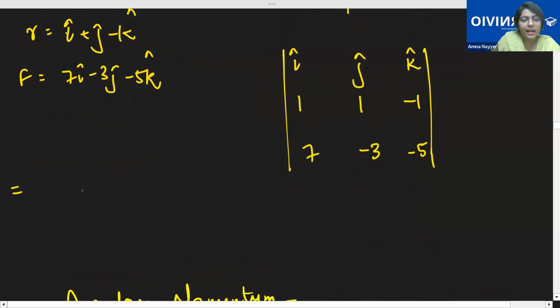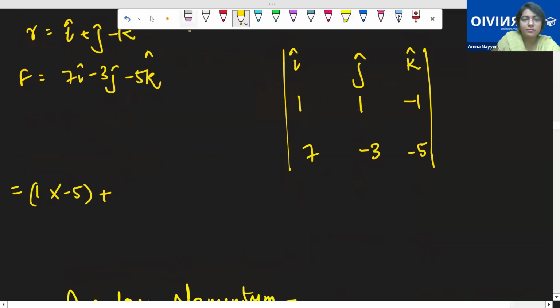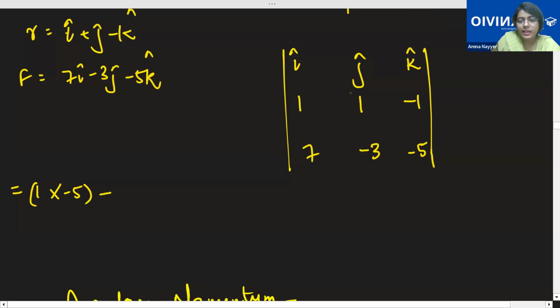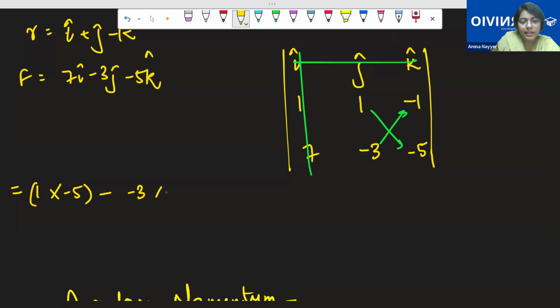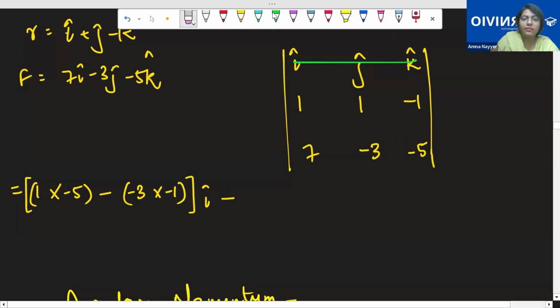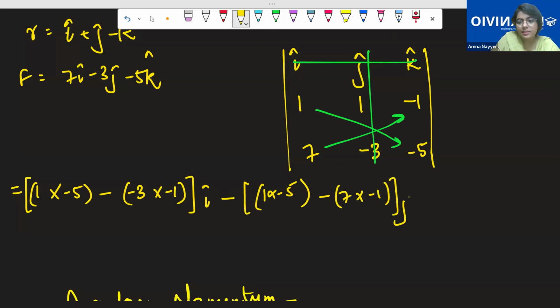Now, for i cap, we multiply 1 into minus 5 minus, basically we are cutting this row and this column, multiplying across: minus 3 into minus 1. This much is for the i cap. Now for the j cap, we put a negative sign in advance, and j cap is cut. So these two multiplied minus these two: 1 into minus 5 minus 7 into minus 1. This is j cap.